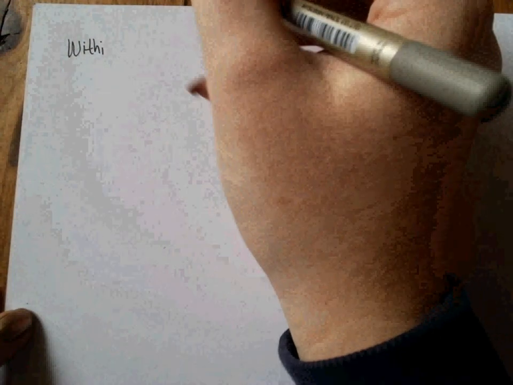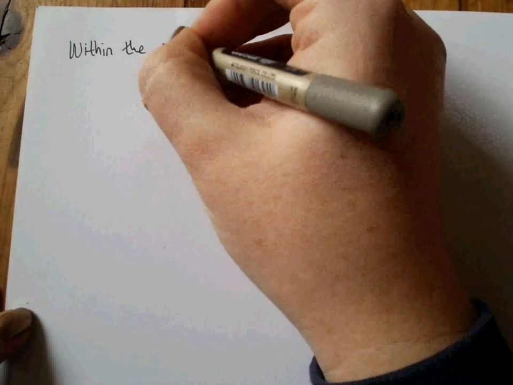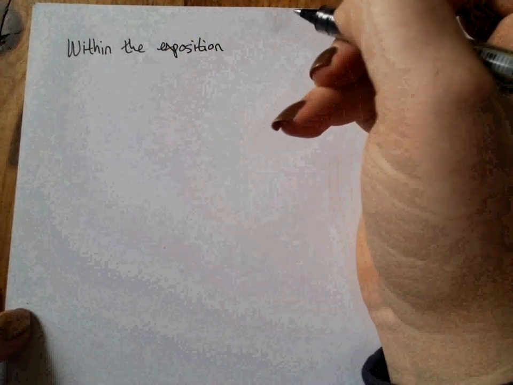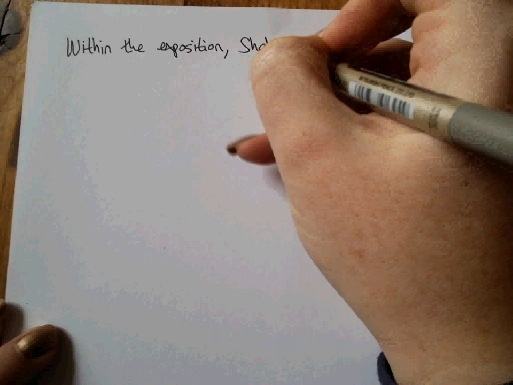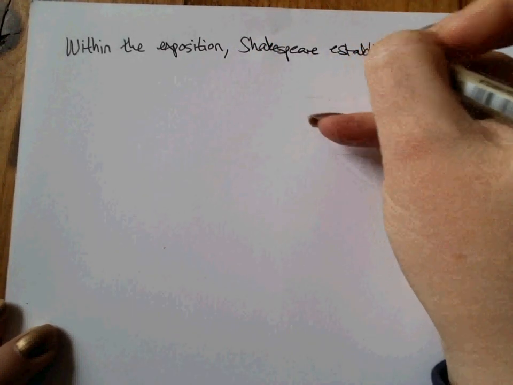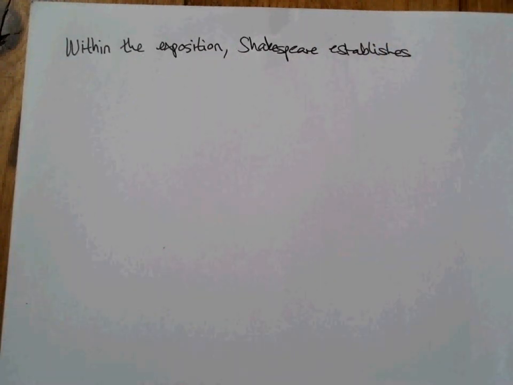But I would always start with, and you might want to do this with me, sometimes the kinesthetic thing of writing it down helps. So within the exposition, and then going straight into what it is that Shakespeare establishes, because it will be something, or introducing something. Now, if your extract was from Acts 2, 3, 4, you could say within the climax, Shakespeare develops, or within the denouement, Shakespeare concludes. That's the kind of pattern of language you could use.